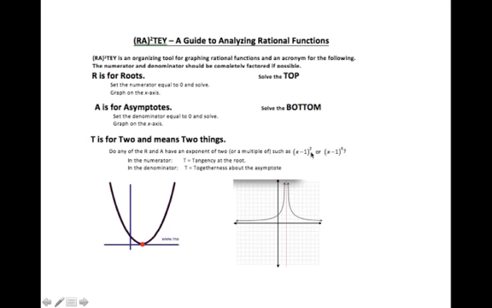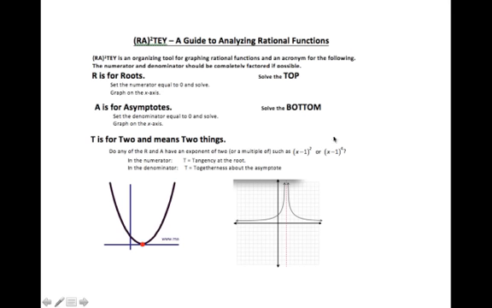If you find a squared factor in the numerator, then T is tangency at the root. Tangency at the root means that the curve looks like a little parabola there. In other words, the curve is going to approach the root in two directions. And we've talked about that before. But that's where it's tangency at the root. Please note that it can either be upward facing, like we've got right here, or it could be opening downward.